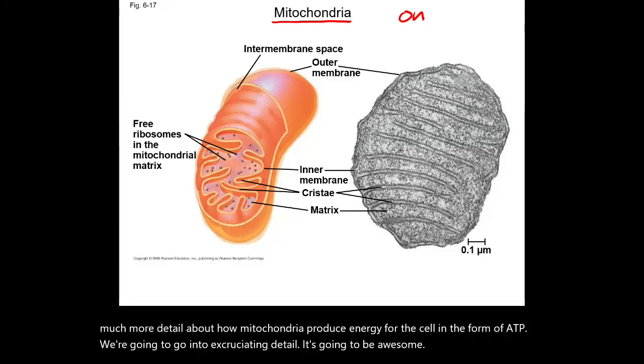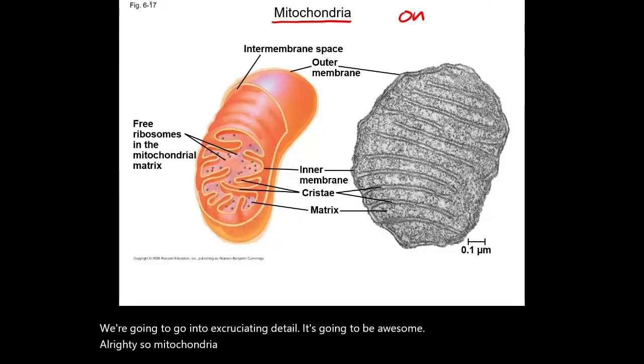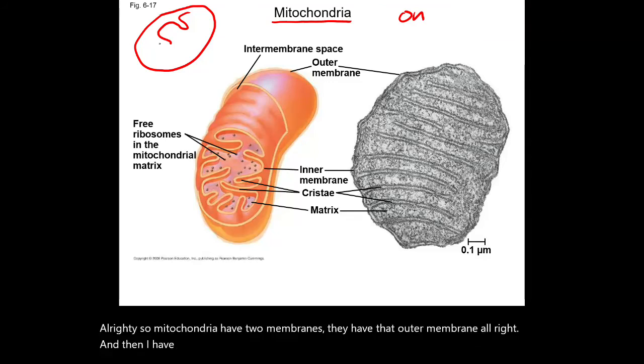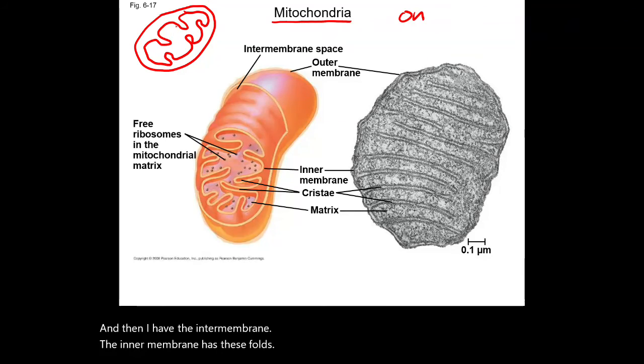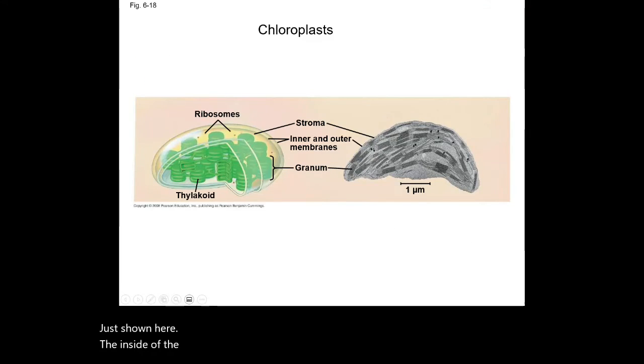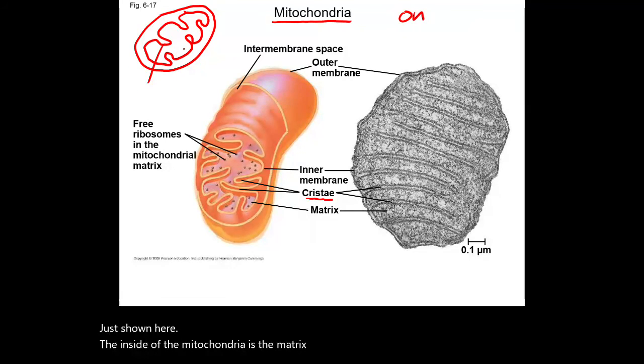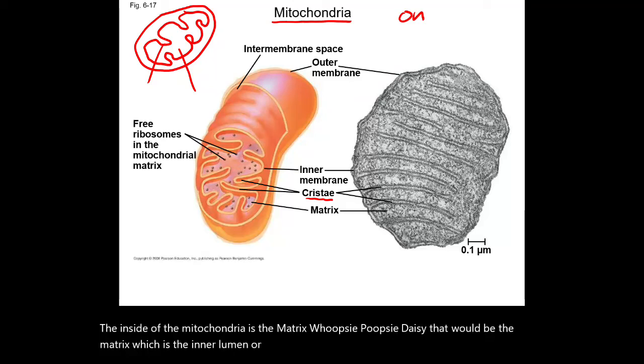Alrighty, so mitochondria have two membranes. They have that outer membrane, and then they have the inner membrane. And the inner membrane has these finger-like folds called cristae, which are shown here. The inside of the mitochondrion is the matrix, which is the inner lumen or inner space of the mitochondrion.